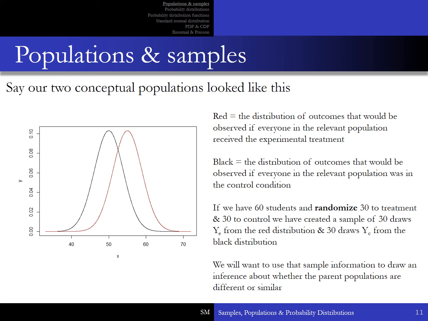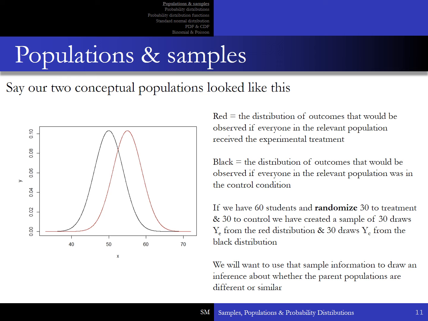Say our two conceptual populations look like those illustrated in the figure on the left-hand side of this slide. The red curve is the distribution of outcomes that would be observed if everyone in the relevant population received the experimental treatment, and the black curve is the distribution of outcomes that would be observed if everyone in the relevant population was in the control condition.